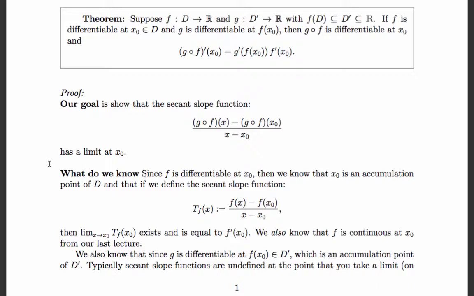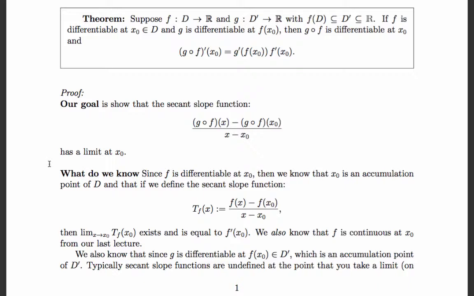If f is differentiable at x naught and g is differentiable at f of x naught, then the composition of g with f is differentiable at x naught, and its derivative is g prime evaluated at f of x naught times f prime of x naught. So let's prove the statement.